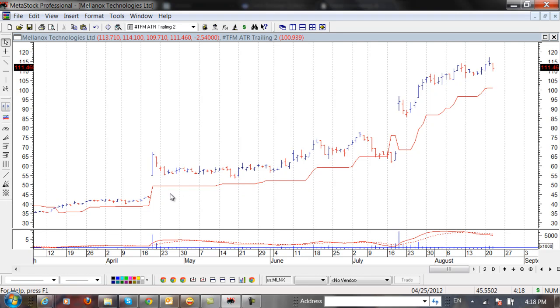I want to point out this line. This is an indicator that is an average true range type of idea. You can use this, or I have another indicator called the trend following line, trend mentor line, which is similar, a little bit more reactive to the volatility, but either one you can use.